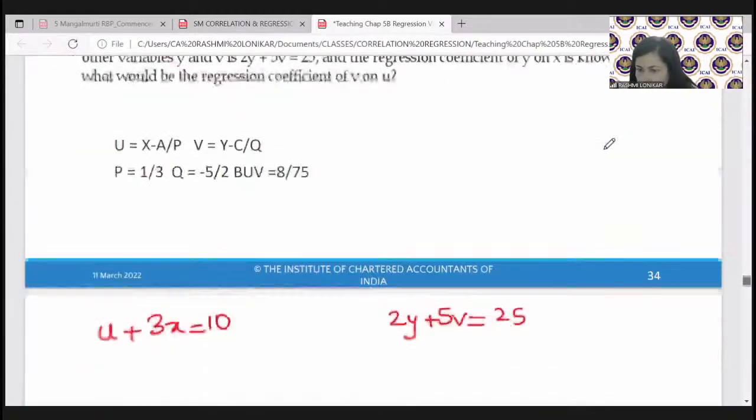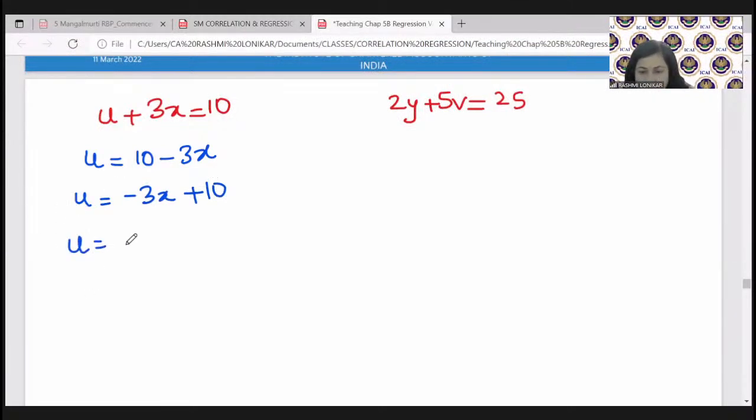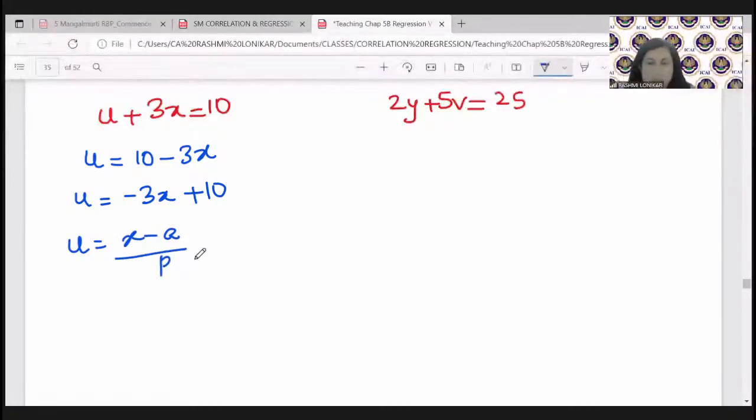Now, what is happening over here? I have to keep u on one side and x on the other side. So u is equal to 10 minus 3x, or u is equal to minus 3x plus 10. But what is the format I need? u is equal to x minus a upon p. So what is happening here? Do I have x alone? No, x is with minus 3.